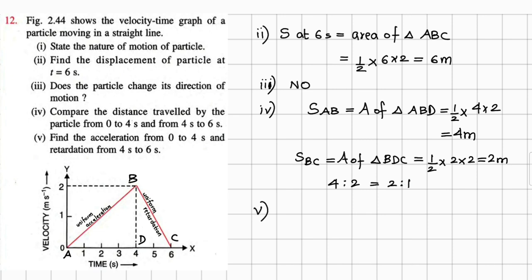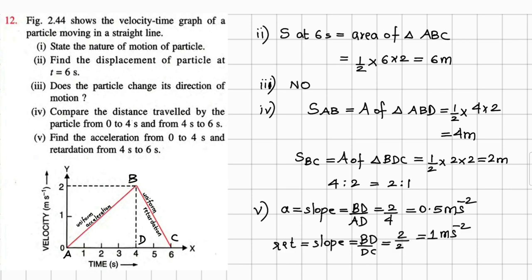Fifth part, find the acceleration and retardation. Acceleration and retardation can be found out by finding the slope. So let's calculate. So acceleration is BD upon AD, that is height upon base. Answer is 0.5 meters per second square. And retardation will be BD upon DC. And that turns out to be 1 meter per second square.